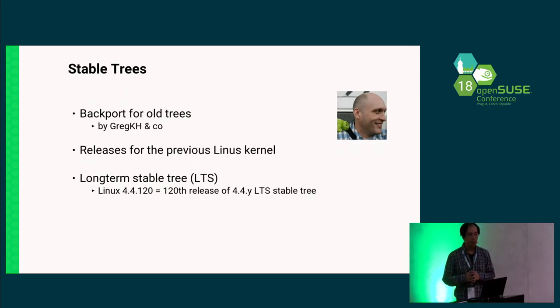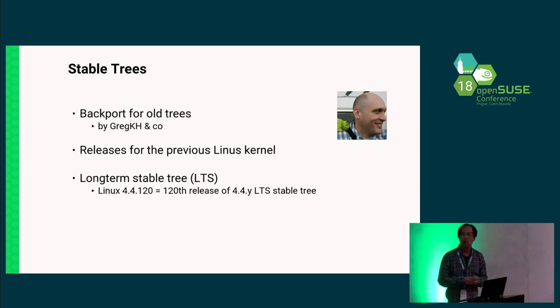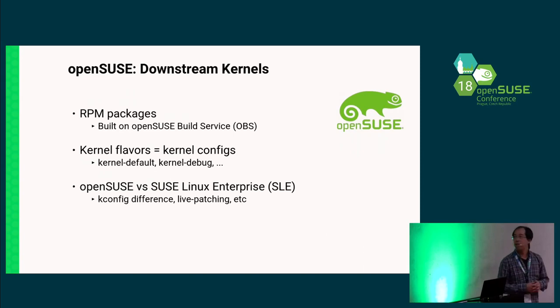But for many people, this short life cycle of the stable tree is not enough. That's why there are also long-term stable trees, LTS. The example that I showed, 4.4.120, is one of the LTS kernels. So 4.4 is an LTS kernel. That means this is the 120th release of the 4.4 stable. So that is about upstream.